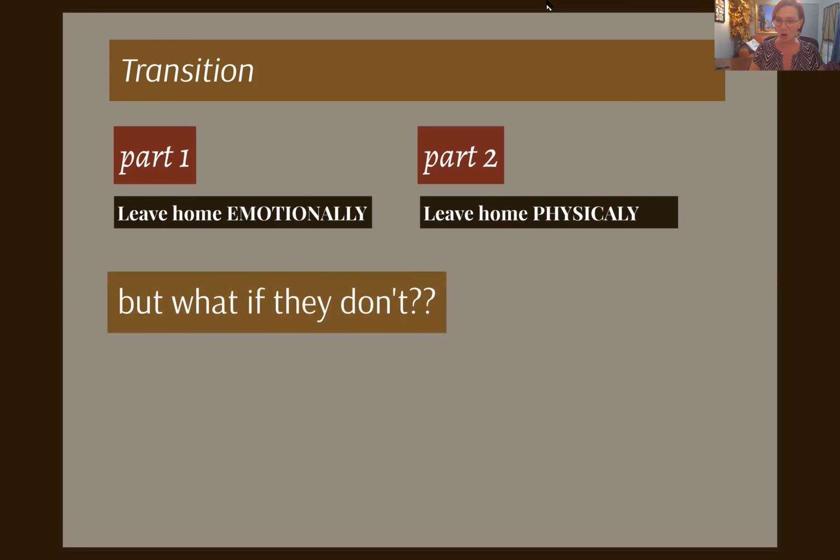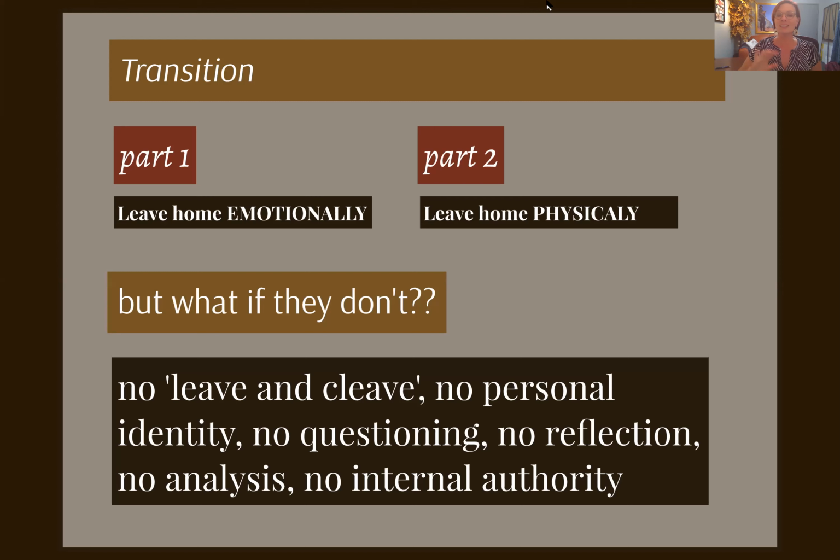So what happens if they don't? Right? What happens if they do one of these but not the other? Then there's no leave and cleave. They never actually create their own personal identity. There's no questioning. There's no reflection upon those values. And so there's no internal authority. They don't own it. It's still part of the group. Their identity is still part of the group. They're not their own person.